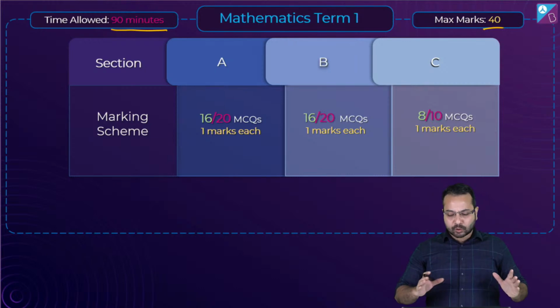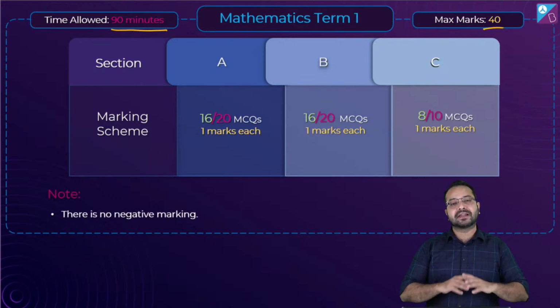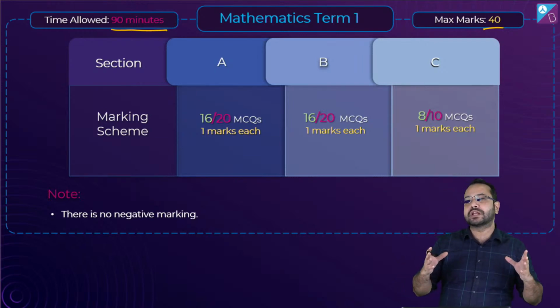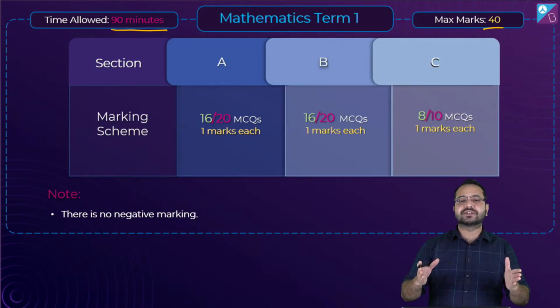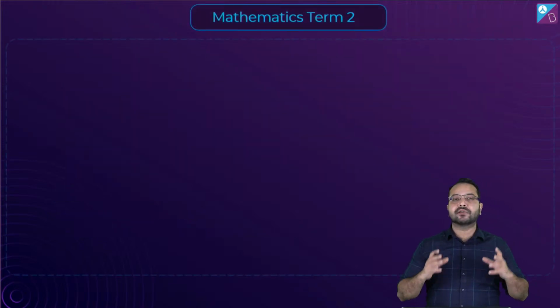All questions carry equal marks and each question carries 1 mark, which makes it 1 into 40 is equal to 40 marks. And there is no negative marking in this paper, so that's something which you need not fear. So this is the pattern for Term 1. Now the very important pattern for Term 2.